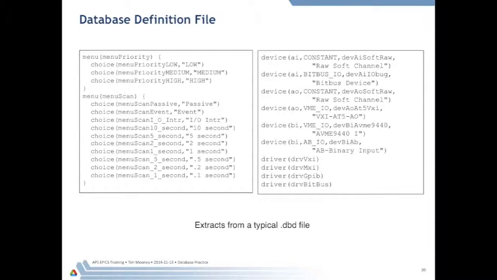This is part of a file. This is a very small part of a DBD file. And there's no records in here yet, right? This is just the menus that will be used by some of the fields of some of the records, and the devices that might pertain to one particular record, and the drivers that actually are not associated with any record.